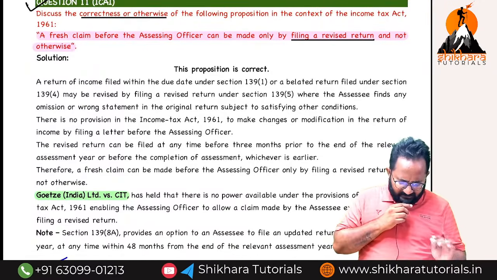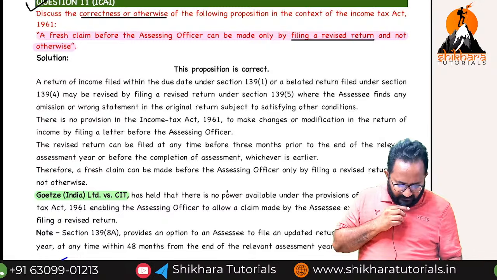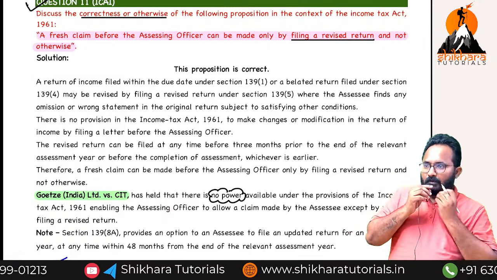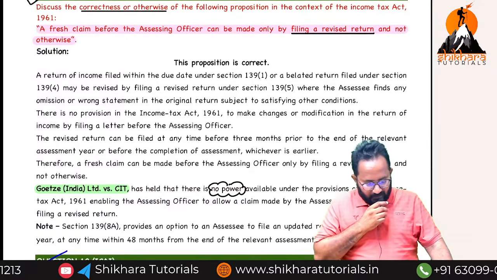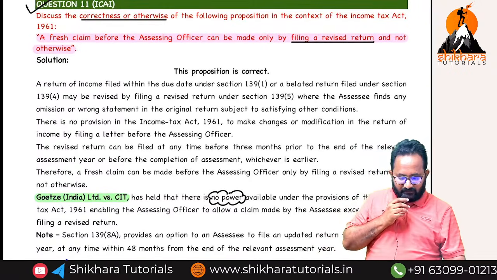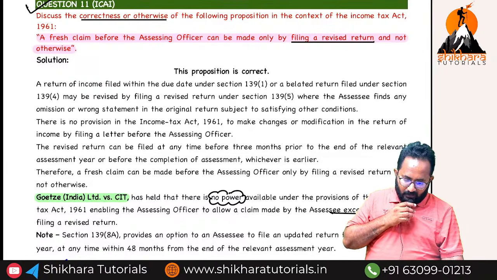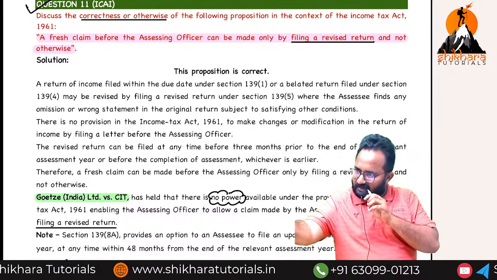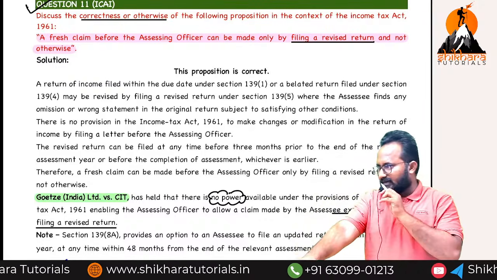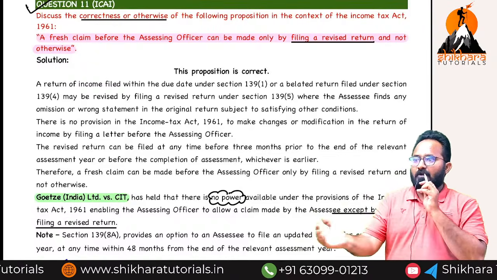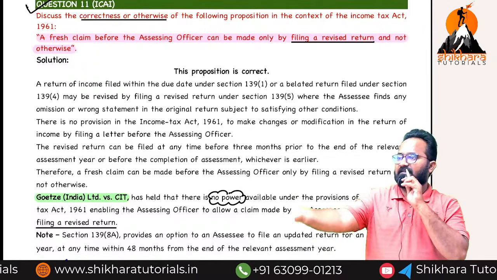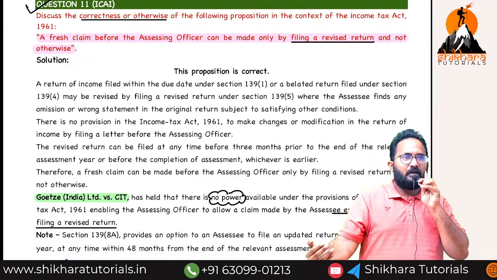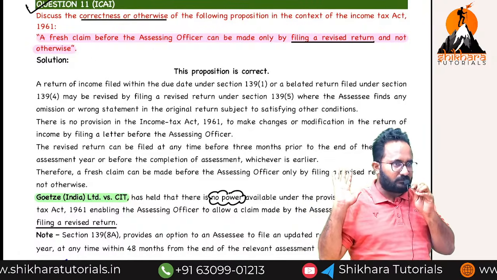Sir, remember, simply they are saying the assessing officer has no power. Assessing officer has no power to apply the provisions except if you file the what? Revised return. Sir, I will do the assessment on whatever return you file. First you file the original return, I will assess it. Meanwhile, if you file a revised return, I will consider the revised return only for assessment. Other than that, I don't have any power to give deductions as well as exemptions.